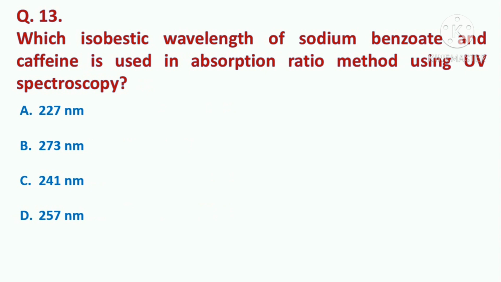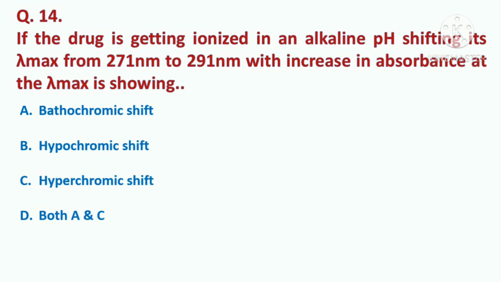Next is, which isosbestic wavelength of sodium benzoate and caffeine is used in absorption ratio method using UV spectroscopy? So 227 nanometer, 273 nanometer, 241 nanometer, and 257 nanometer. So what is the correct answer here? You know, 227 is a lambda max of sodium benzoate, 273 is a lambda max of caffeine, 241 is the correct answer. Because we know these are the two drugs which have equal absorptivity at 241, and 257 is usually the lambda max of paracetamol.